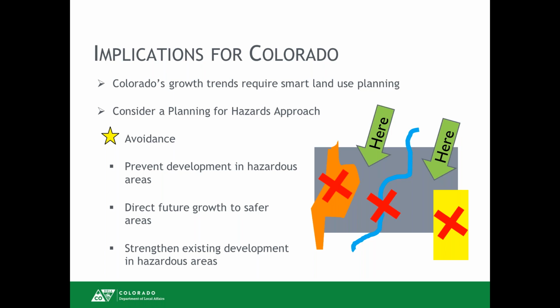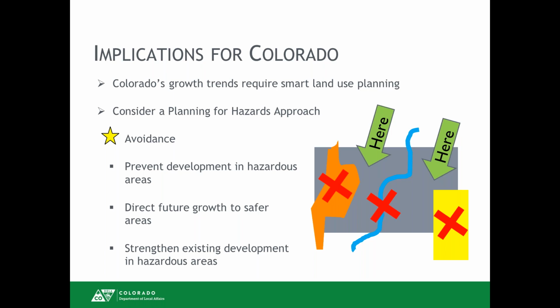But we can also prevent development from hazardous areas, and this can be accomplished through regulatory and non-regulatory approaches, such as, as an example of a regulatory approach, something like an overlay zoning district, or non-regulatory incentive approaches, such as land acquisition. We can also direct future growth to safer areas through some of our long-range planning processes, like maybe our comprehensive plan, or even through other additional mechanisms.